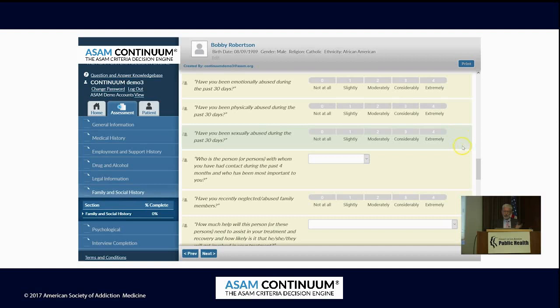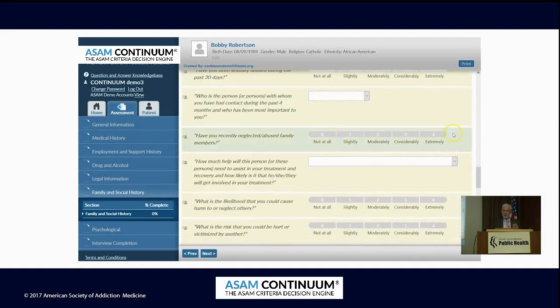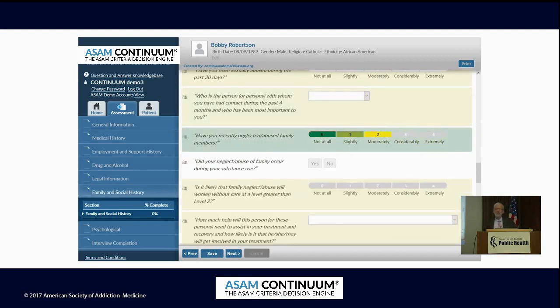Now, here's another form of questioning that is really kind of interesting. Have you recently neglected or abused family members? Now, the combination of neglected/abused is really important, because you might get an answer. A guy might say, well, my girlfriend might say I neglect her, yeah, maybe she would say that. And now you have a cue to bring in the girlfriend early in the treatment, especially in the treatment planning, and assess her, because there may be an abuse problem going on, okay?